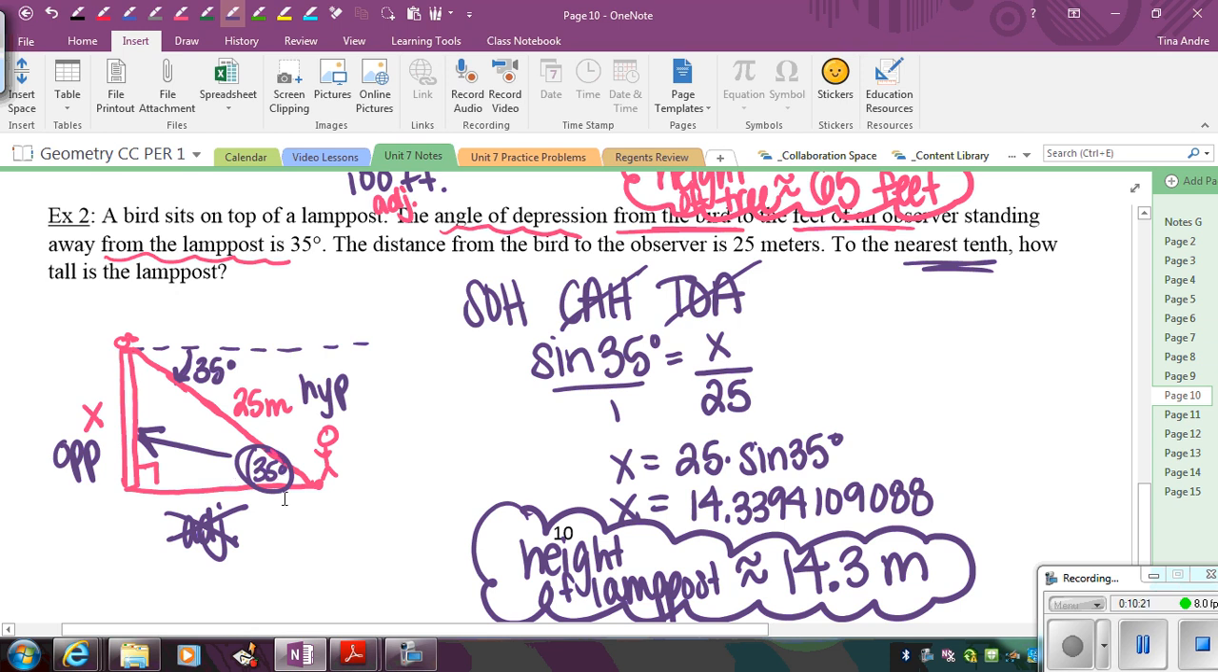So either way would work, but just remember that those angles of elevation and angles of depression are always measured from the horizontal line. So get your key ideas from the video written down and do your practice, and we will talk about those tomorrow.